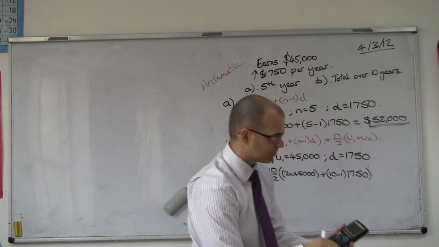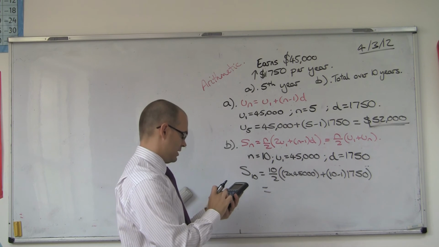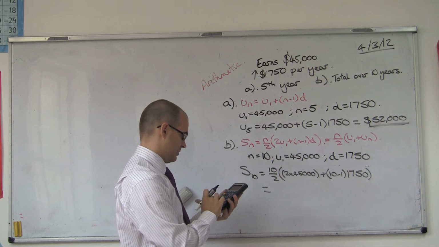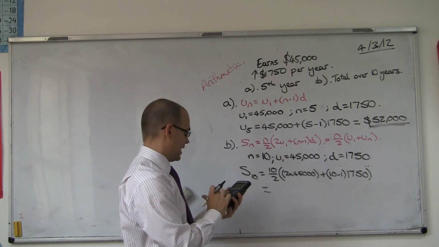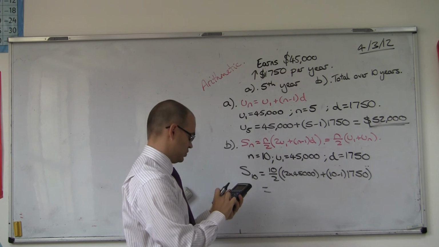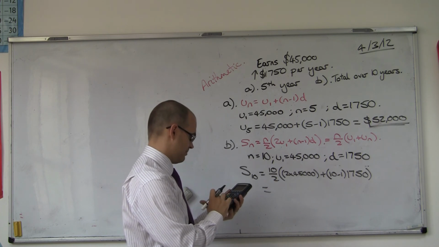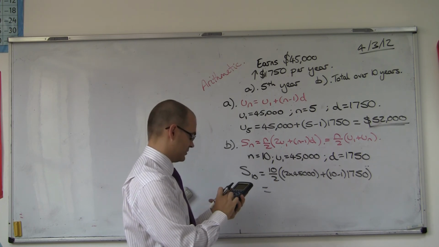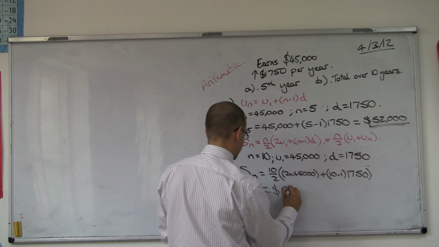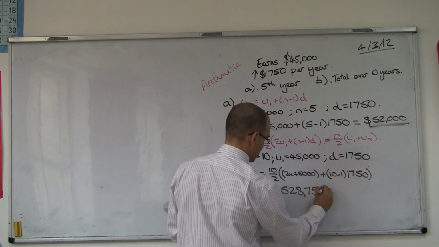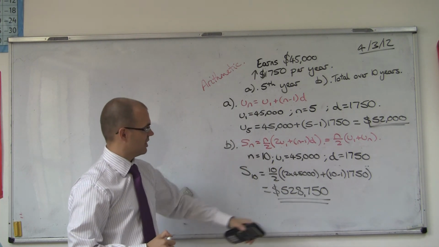Again, you can just type that into your calculator, or you can break it down. 10 divided by 2, and then brackets, 2 times 45,000. Close off those brackets, plus new brackets, 10 minus 1, close off that bracket, times 1,750, close off that bracket, and that gives me a total of $528,750. So that means in 10 years of teaching, you can earn over $500,000.